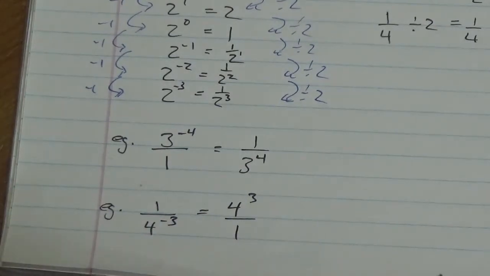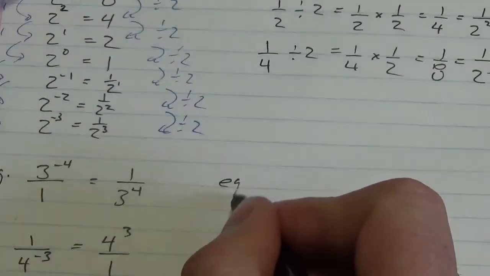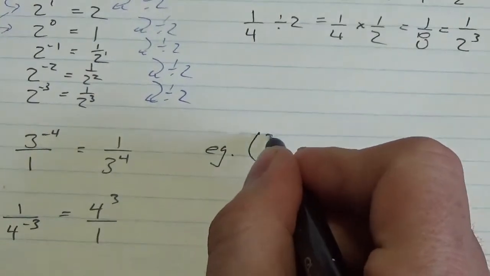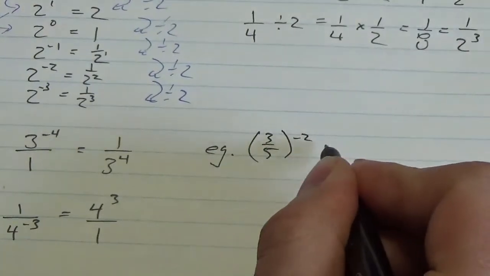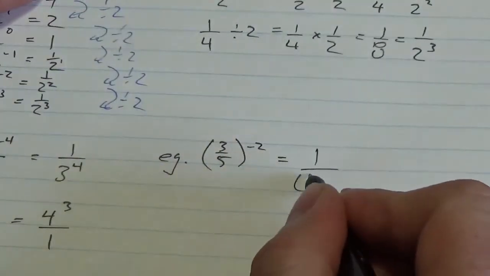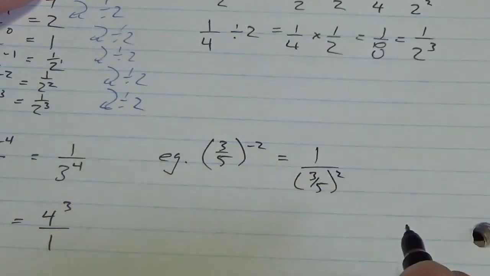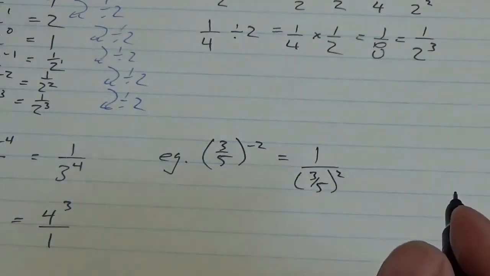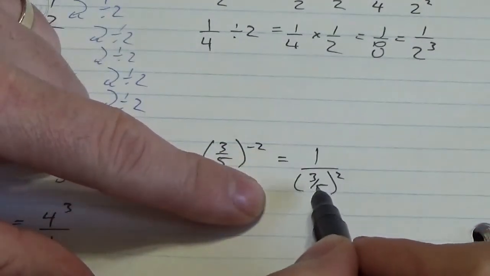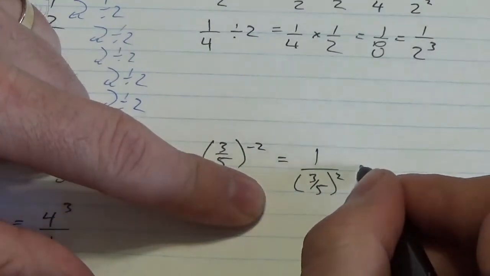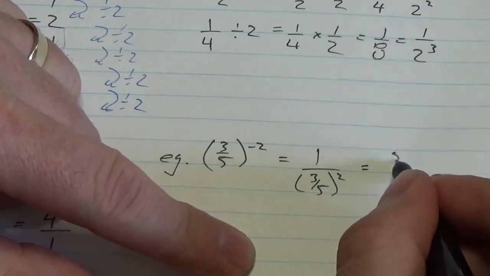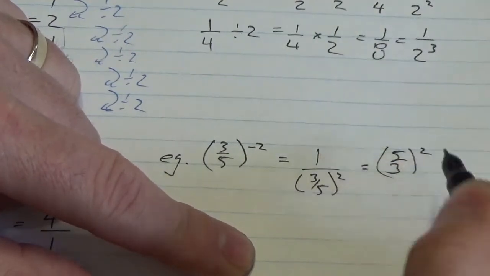Now, this also works. It's a little bit more involved to do it this way, but it's the same thing. Let's say that I had 3/5 to the negative 2. Now, I could think of this as 1 over 3/5 squared, okay? But without going into a lot of detail about the fractions here, bear in mind that when I'm dividing by this fraction, the other way of working with that is to multiply by the reciprocal. And so this ends up becoming 5/3 squared.